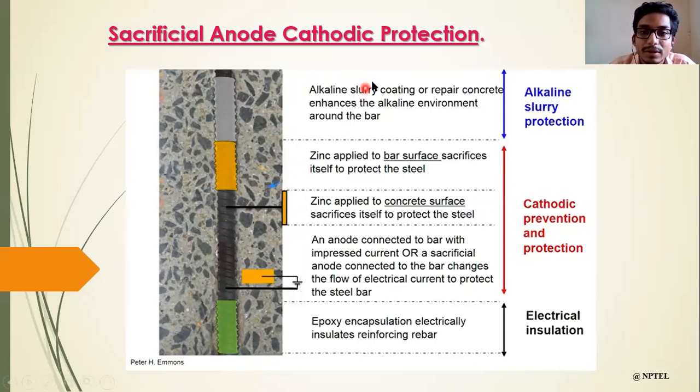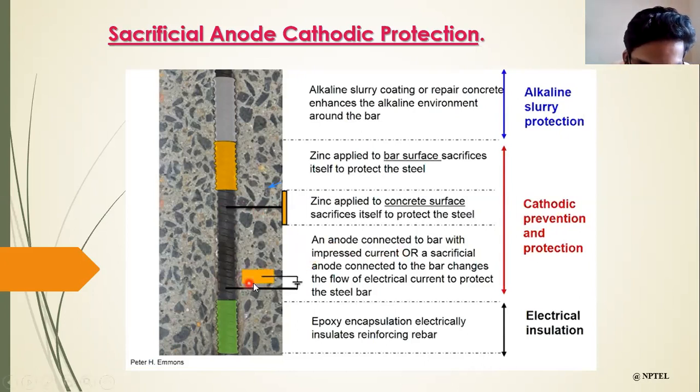So this part you can see that the zinc plate has been given over there, and this is connected to the bar. So this connection is very important. If the connection is not good, the current flow will not be good, and the purpose of adopting such technologies will not be served. The next one is an anode connected to the bar.